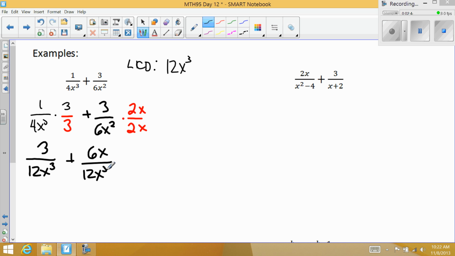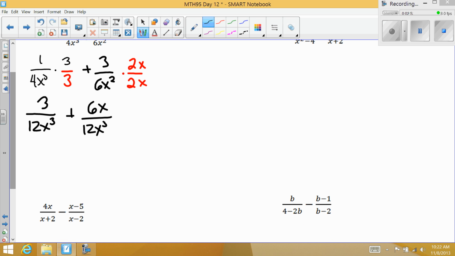Now resist the impulse to start reducing fractions. I know we've done a lot of reducing of the fractions, and it's tempting to want to do that, but if we do start reducing fractions at this point, we won't have a common denominator. So I want to go ahead, add the numerator, 3 plus 6x over 12x cubed.